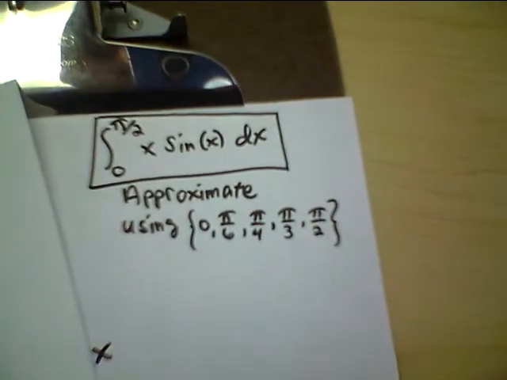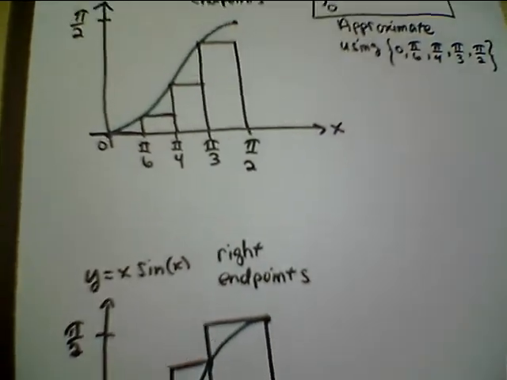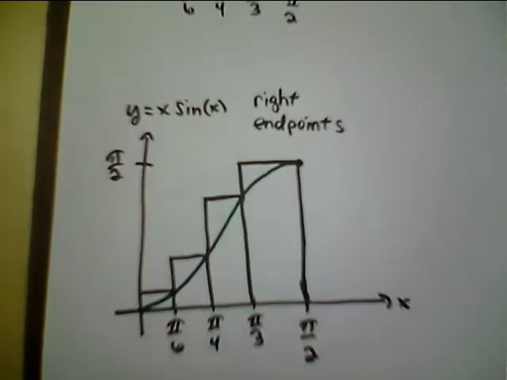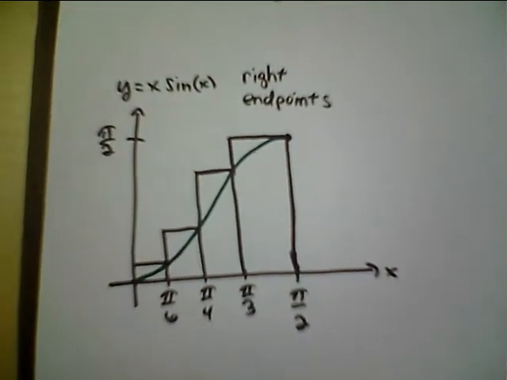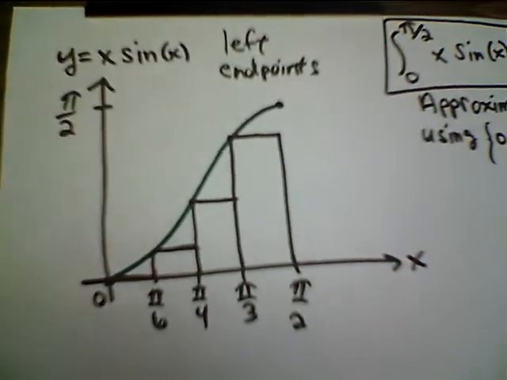We'll use a left endpoint approximation and a right endpoint approximation. So here's the left endpoint picture, and here's the right endpoint picture. Now I'll show you how to set up the problem, but I will actually leave the computations up to you.